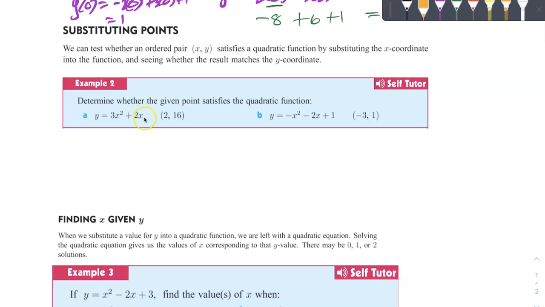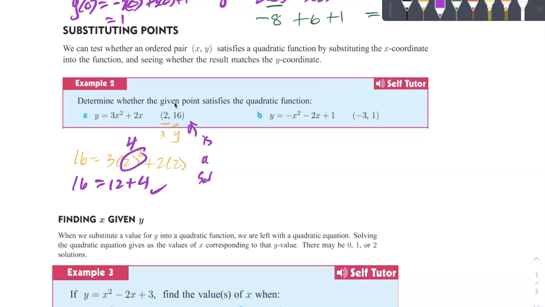So if we do this first one here, this is my x and this is my y. I'm going to do 16 equals 3 times 2 squared plus 2 times 2. I get 4. 4 times 3 is 12. 12 plus 4 is 16. So this does work, so this is a solution.